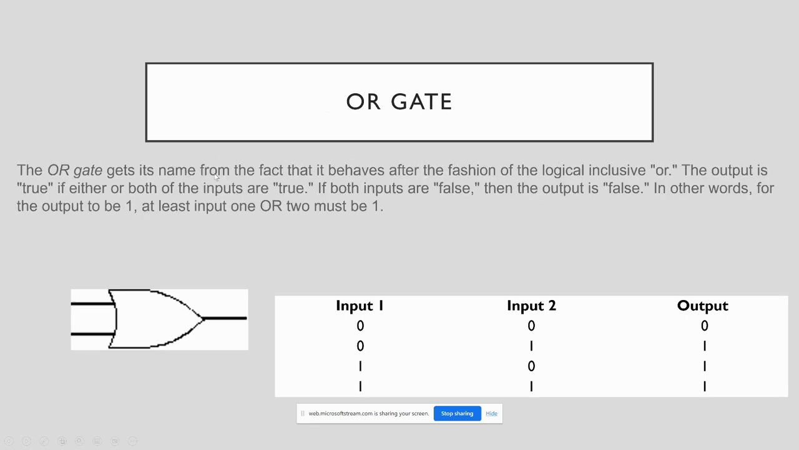Now the OR gate gets its name from the fact that it behaves after the fashion of the logical inclusive OR. So the output is true if either or both of the inputs are true. What does that mean? If any of the inputs is on, then the output will be on, unless they're both off, and then the output is off. And that's how the shape of the OR gate looks. So when both are off, it's off. If any of the inputs is on, then we have it on.